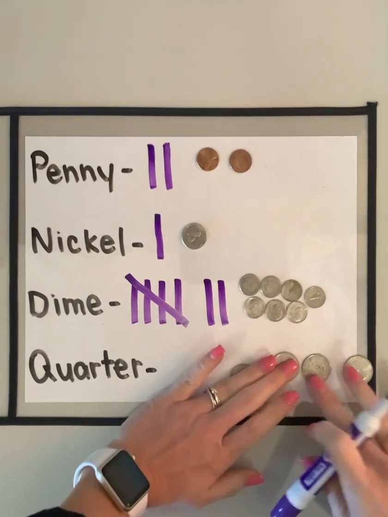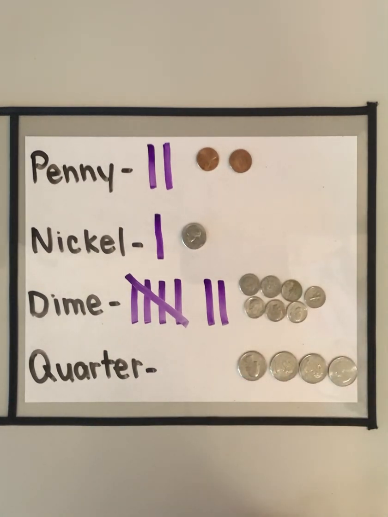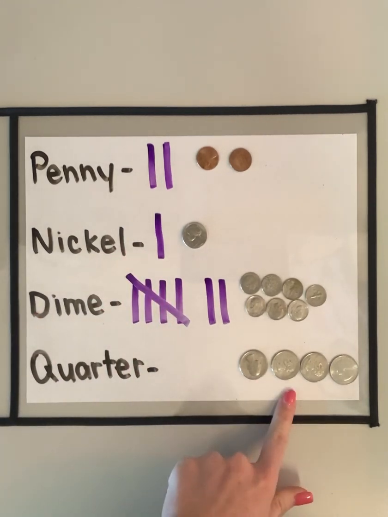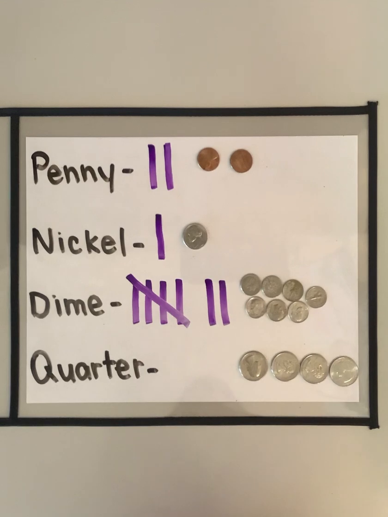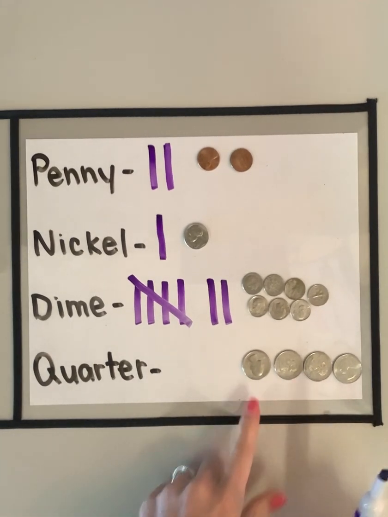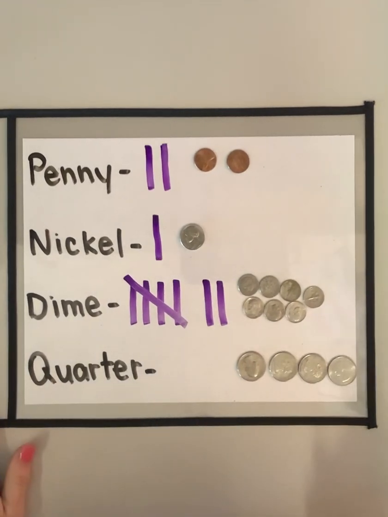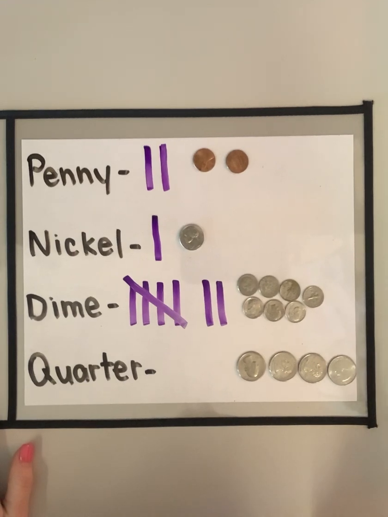How many quarters did I have in my purse? Show me with your fingers. 4. 1, 2, 3, 4. I want you to pause the video and I want you to go get a piece of paper and a pencil or something that you can write on and with. And I want you to draw 4 tally marks for these quarters that I had in my purse. 4 tally marks. When you're done, push play.